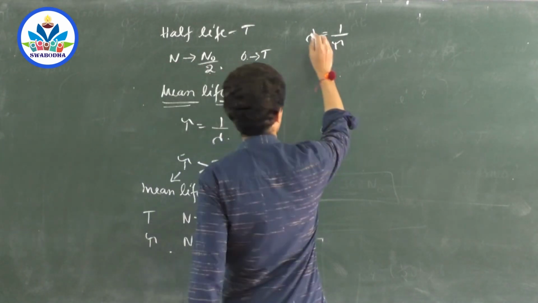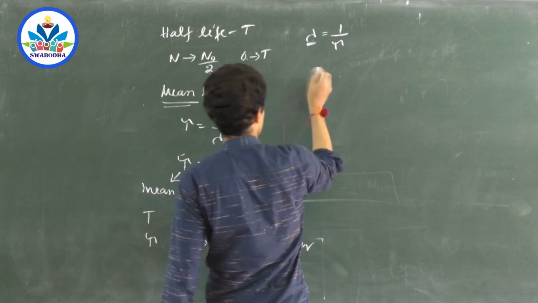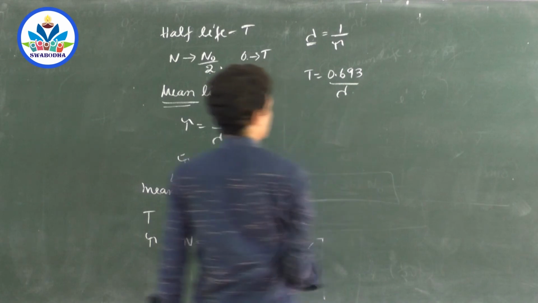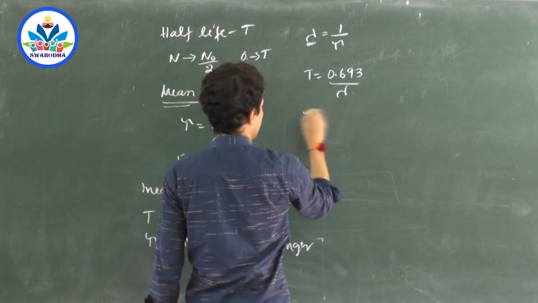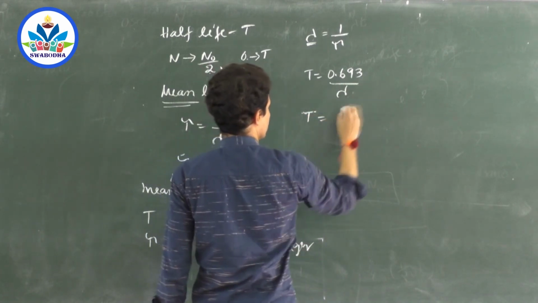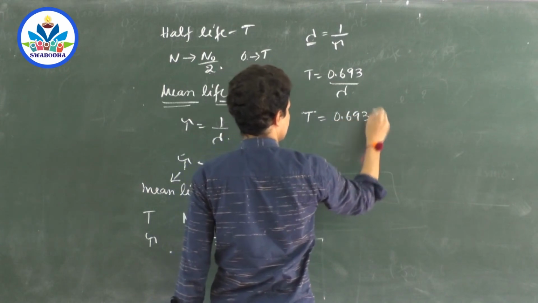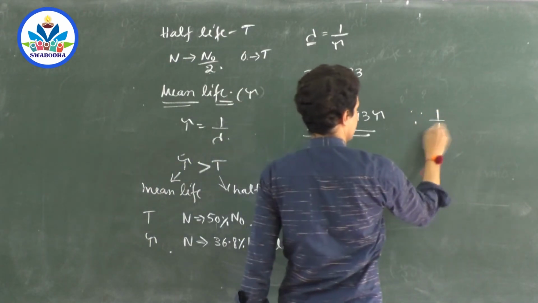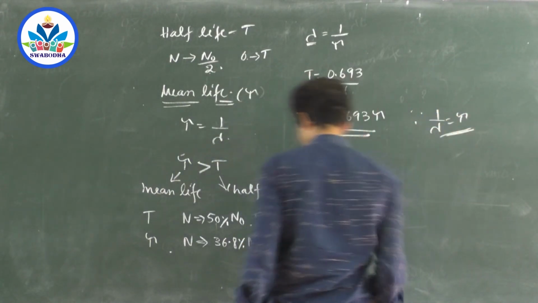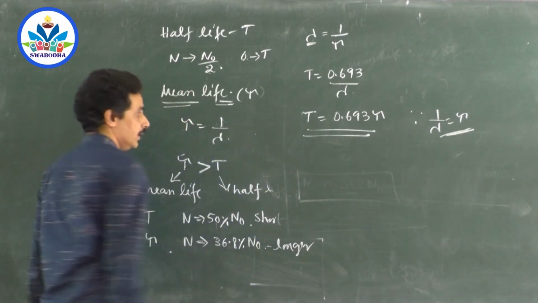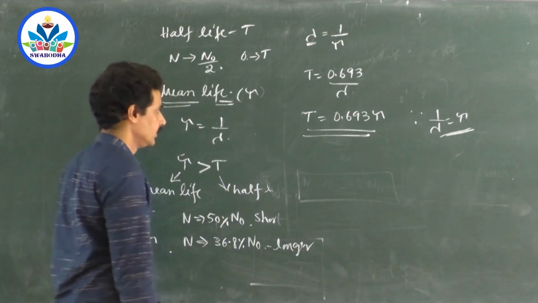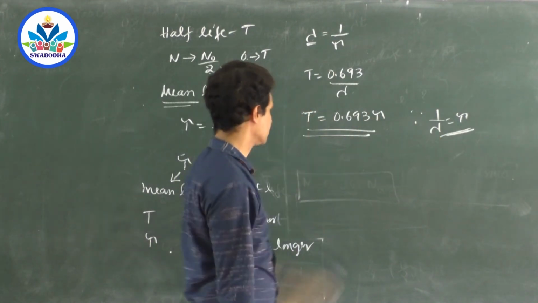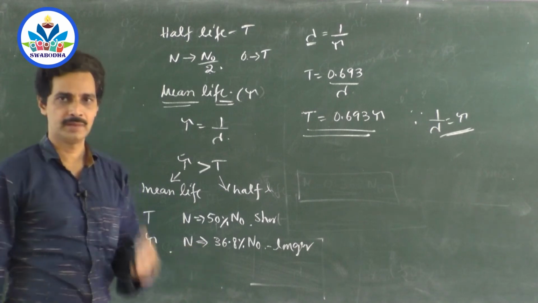Now how are the decay constant and half-life related? Half-life is 0.693 by lambda. But what is 1 by lambda? 1 by lambda is tau. So why can't I take it as 0.693 into tau? Correct? Because 1 by lambda is tau. This is how you write it: 1 by lambda is equal to tau, so t is equal to 0.693 tau, and t is equal to 0.693 by lambda. This is the story behind all these things.